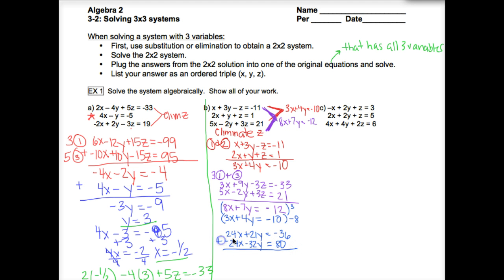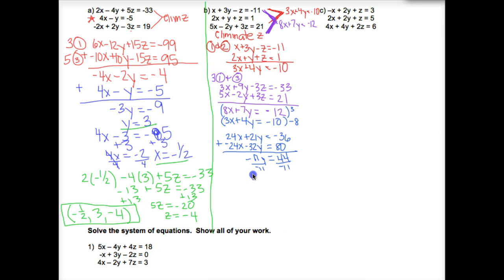So now add straight down because I've got the opposites here. So 21y and negative 32y gives us negative 11y. Sorry, that doesn't look like a negative 11 or a y. Don't know what's up with my handwriting today. 80 minus 36 gives me 44. So negative 11 is what I need to divide by on both sides. 44 divided by negative 11 is negative 4, so y equals negative 4.